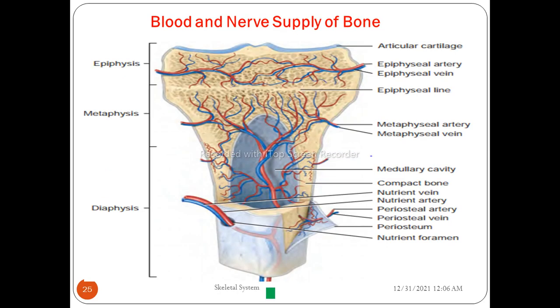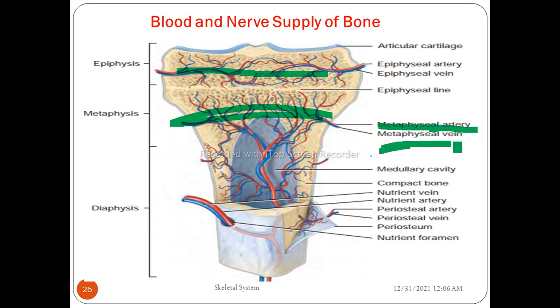So let us see. This is the bone. This artery is known as the epiphyseal artery, and this is the epiphyseal vein. The epiphyseal artery supplies the epiphyseal region. The metaphyseal artery supplies this metaphyseal region. The vein also drains this region, and this vein also drains this region.